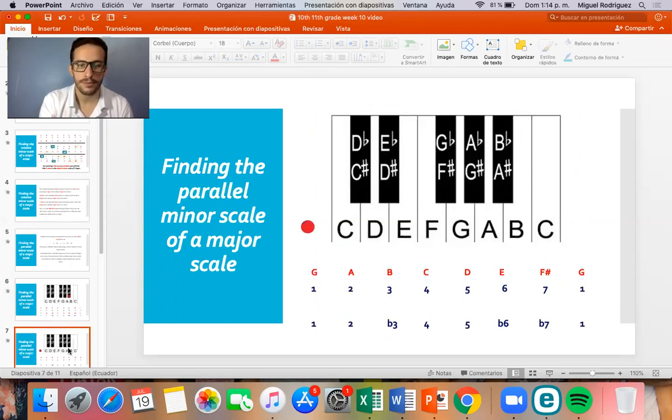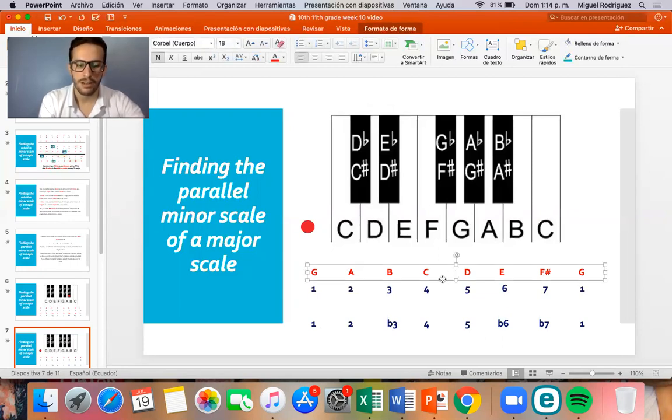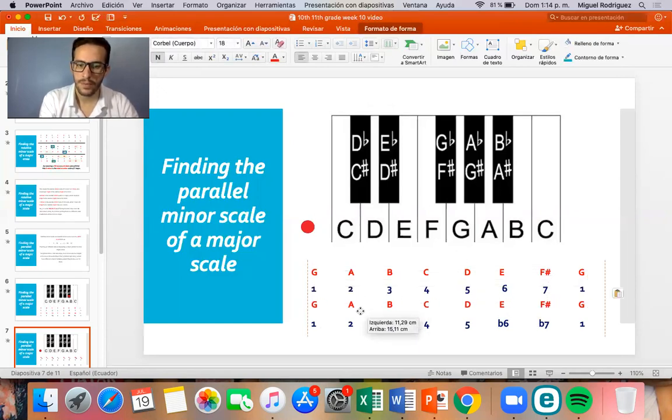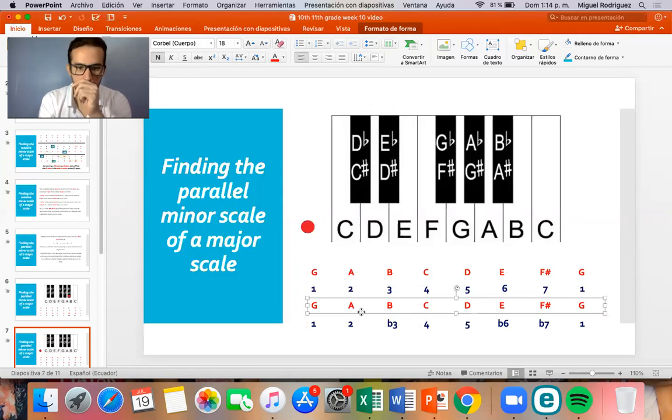Let's do another one. Here we have the G major scale. G, A, B, C, D, E, F sharp, G. And we have the formulas, the one for the major scale with the numbers, no flats, and then the numbers with the flats: flat 3, flat 6, and flat 7. We're going to do the same process. We're going to copy the exact same notes. Let's put them here. And then let's go note by note. Okay? The first two, no changes. Okay, so G and A.